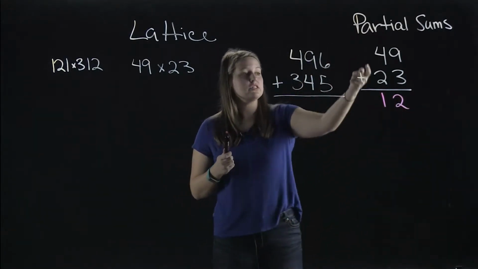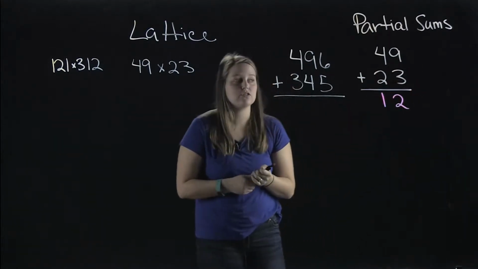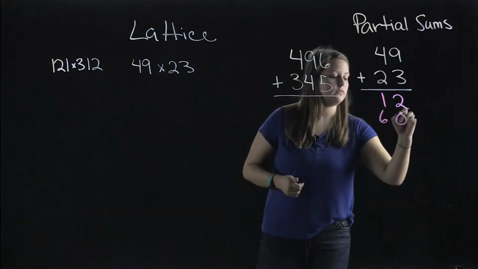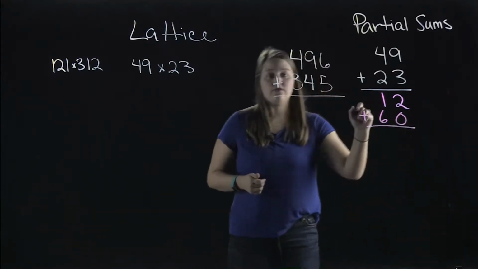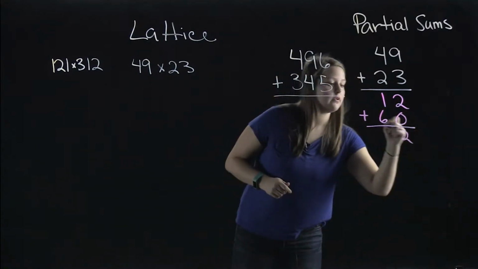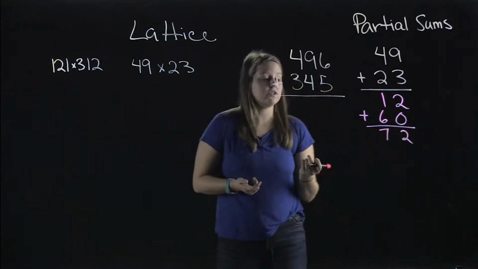Now you're going to move to the tens place value, which is 40 plus 20 because we've already added the 9 and 3. So 40 plus 20 is 60. So you're going to write that below. Now what you have to do is add those two numbers. So 2 plus 0 is 2, and 10 plus 60 is 70. So 49 plus 23 is 72.